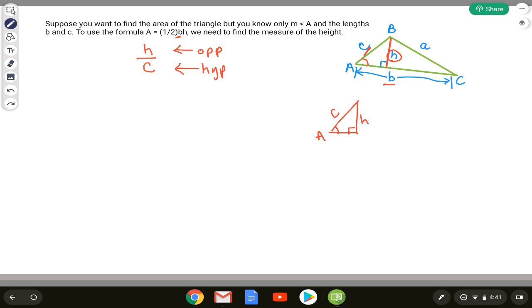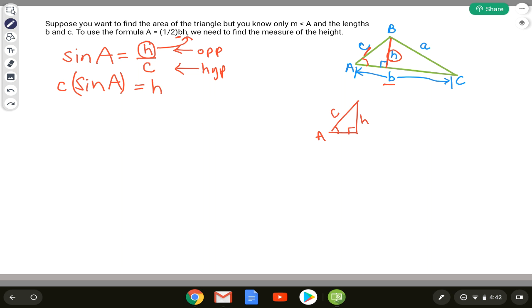I would be using sine. That's the definition of the sine ratio. So sine A would equal H over C. And I want to figure out how to put H into my formula up here, so I need to rearrange it so that the H is by itself. So I'm just going to need to multiply C times the sine of A, and that should equal my H.